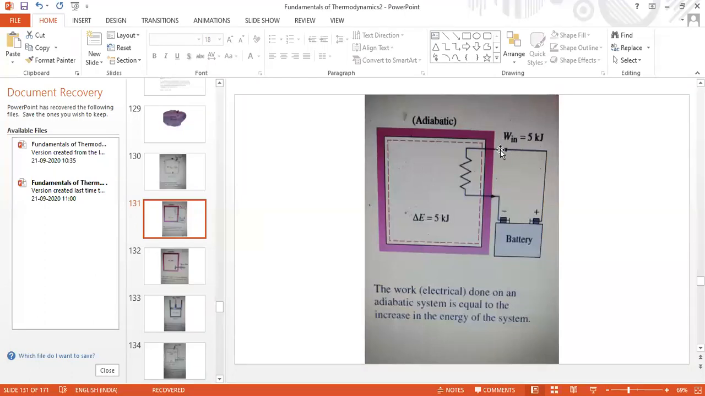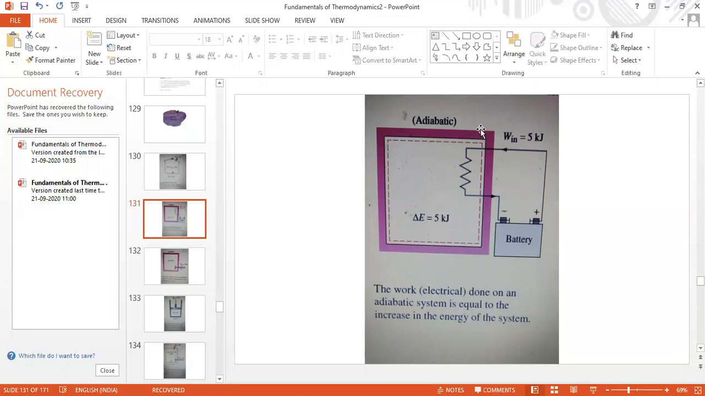So there work is crossing the system and work is entering the system, or work is added, given to the system, and it is 5 kilojoules. And now tell me, what is the sign convention for work here? This system is given some work input of 5 kilojoules. The sign convention is plus or minus? Minus, sir. It is minus.